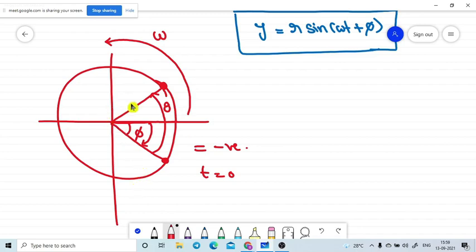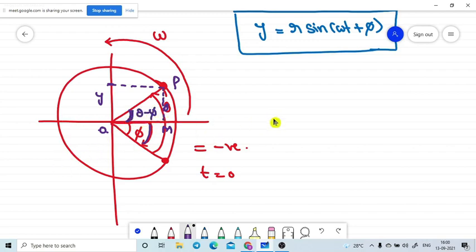Now our goal is to find the displacement of the particle. This is the displacement of the particle from its mean position, the y value. O is the initial position of the particle. We need to find this value, so we draw a right angle triangle OPM. This angle we don't know. The total angle is theta, the small angle is phi. So this angle is theta minus phi.